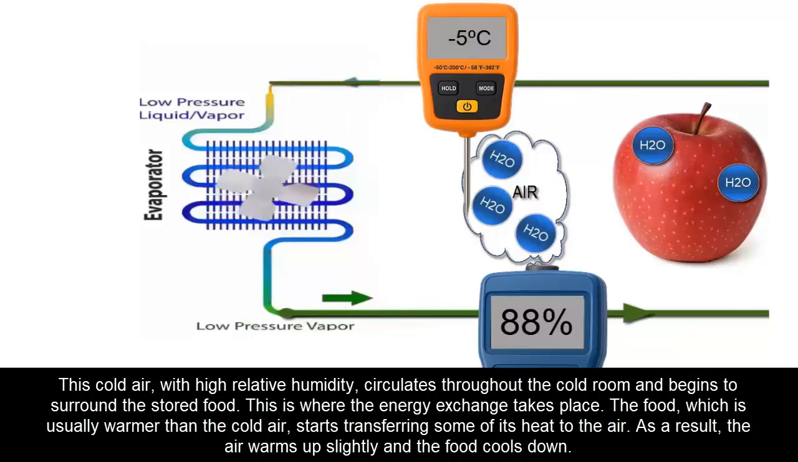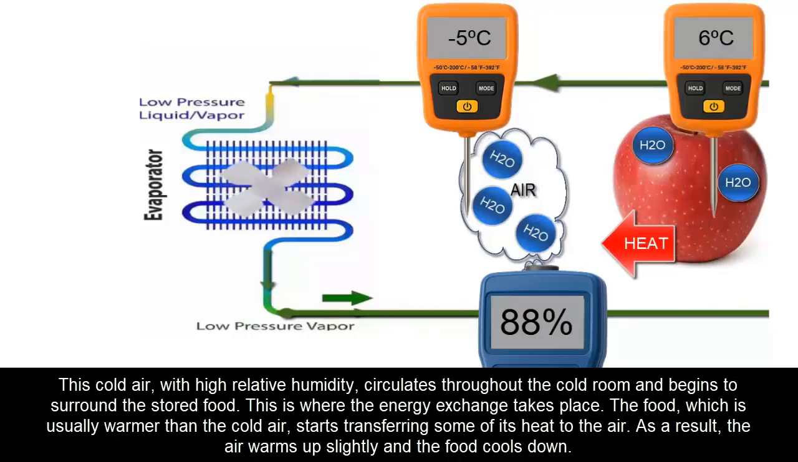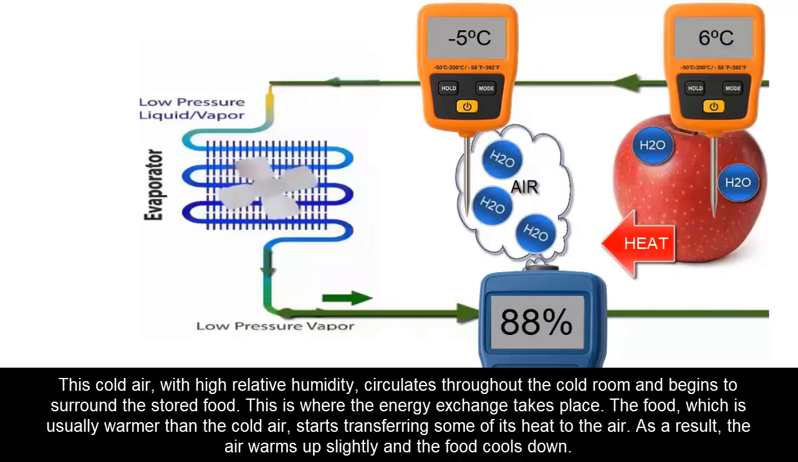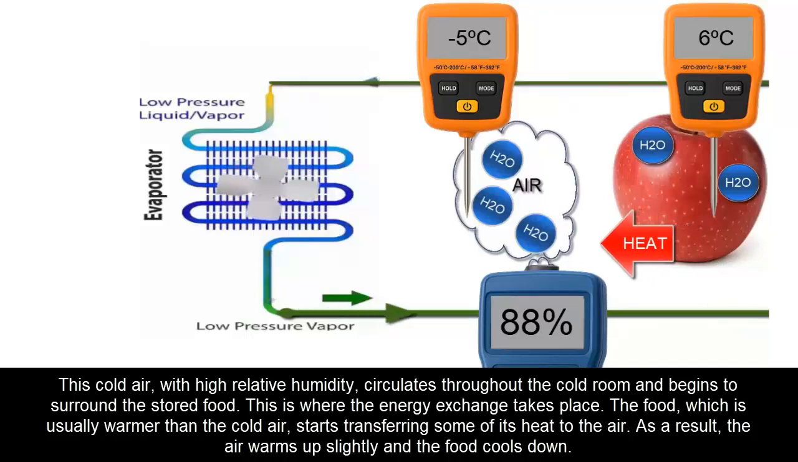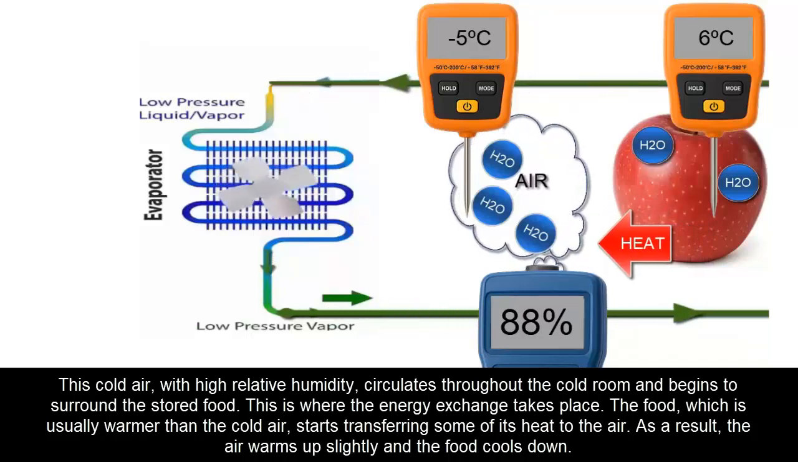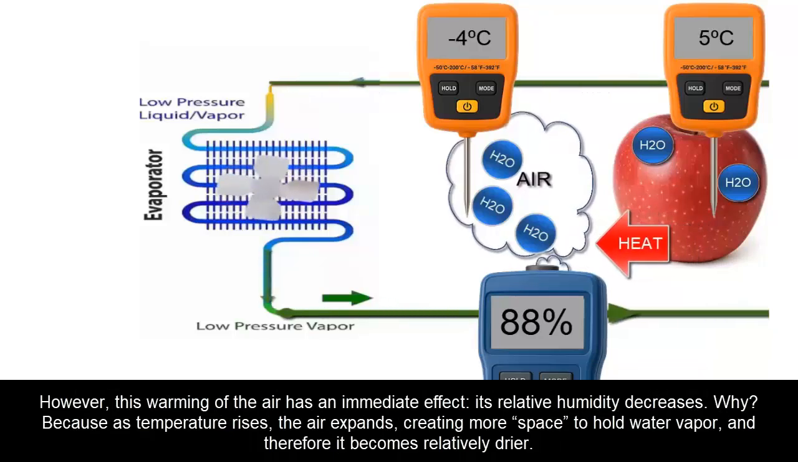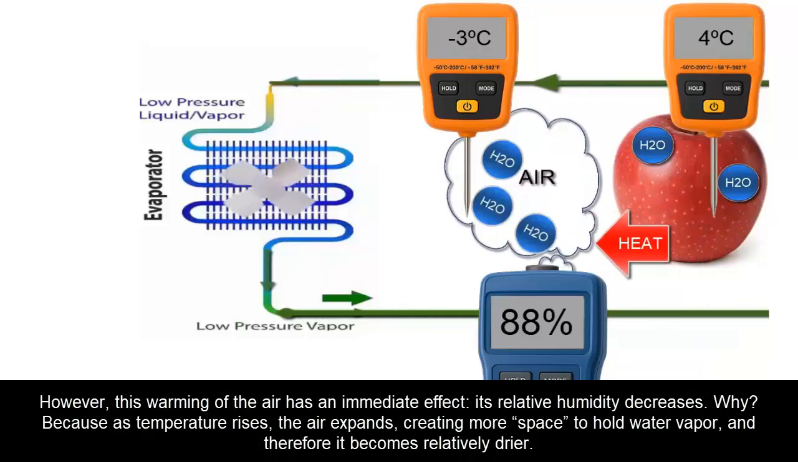This is where the energy exchange takes place. The food, which is usually warmer than the cold air, starts transferring some of its heat to the air. As a result, the air warms up slightly and the food cools down. However, this warming of the air has an immediate effect. Its relative humidity decreases. Why? Because as temperature rises, the air expands, creating more space to hold water vapor, and therefore it becomes relatively drier.